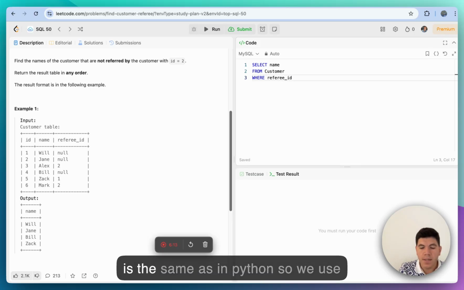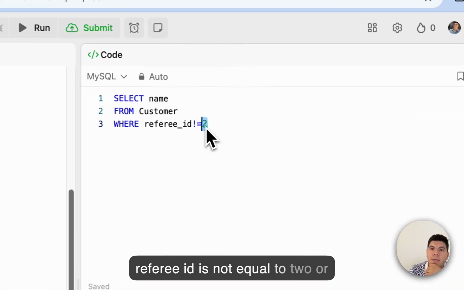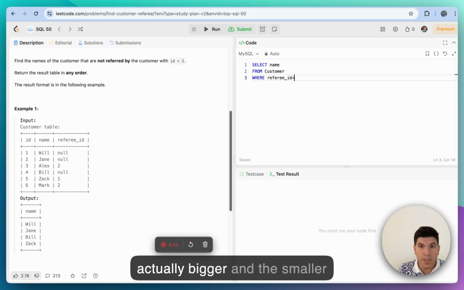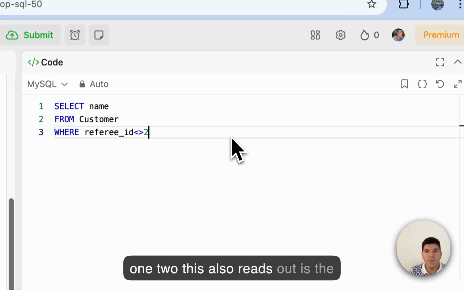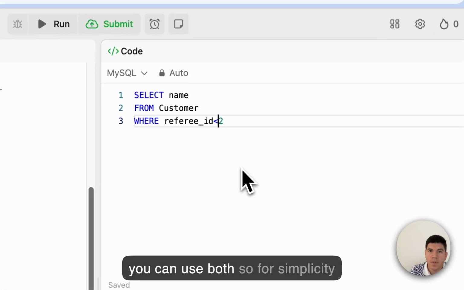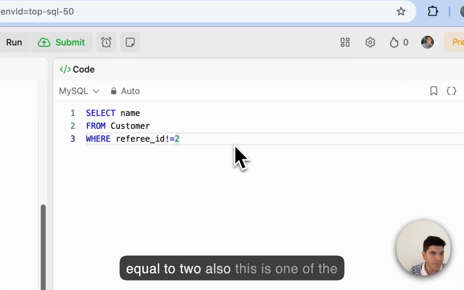So we're going to use referee ID. The not equal sign is the same as in Python, so we use an exclamation mark and equal sign, then 2. We read it out as referee ID is not equal to 2. Or you can even use in SQL the bigger and smaller signs, then 2. This reads out the same, not equal to 2. So you can use both. For simplicity, we're going to use exclamation mark equal to 2.